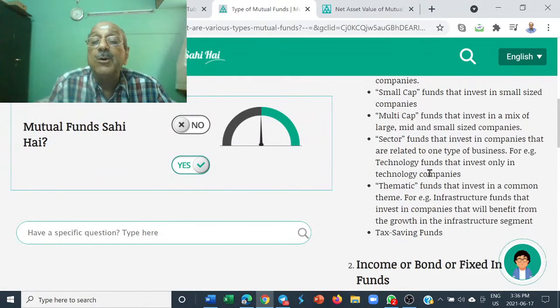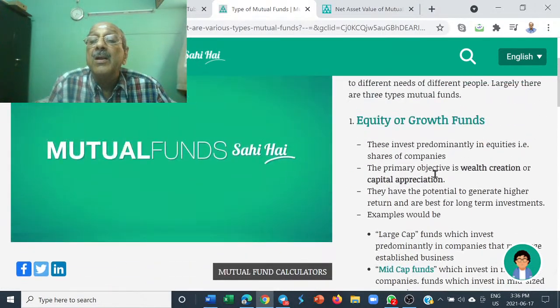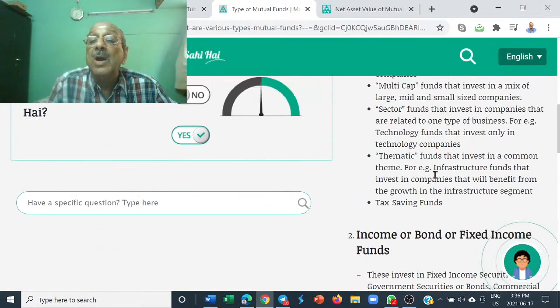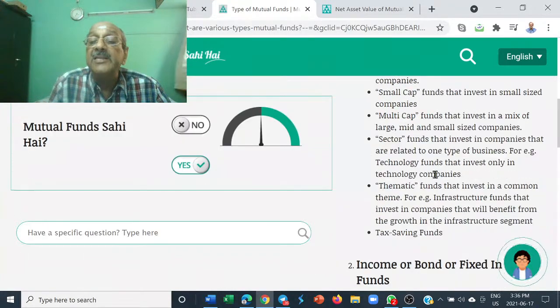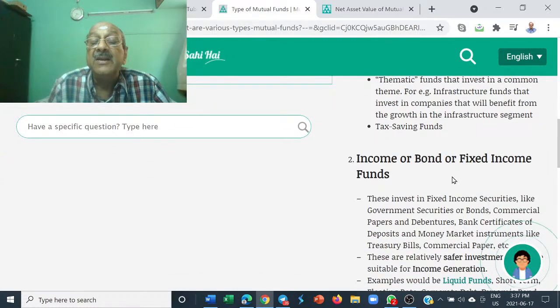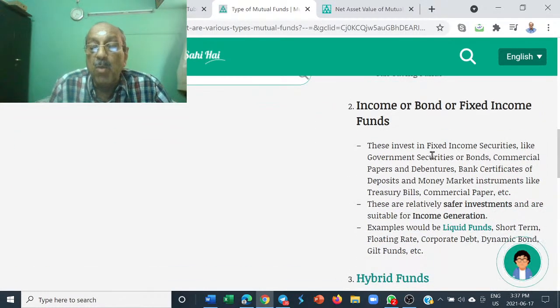Next is thematic funds that invest in a common theme. For example, infrastructure funds that invest in companies that will benefit from the growth in the infrastructure segment. Tax saving funds. The next one is number 2, bond, income or fixed income funds.